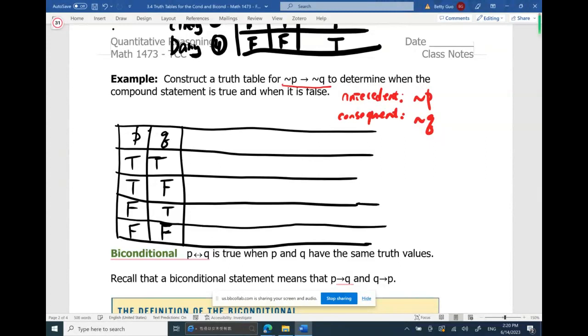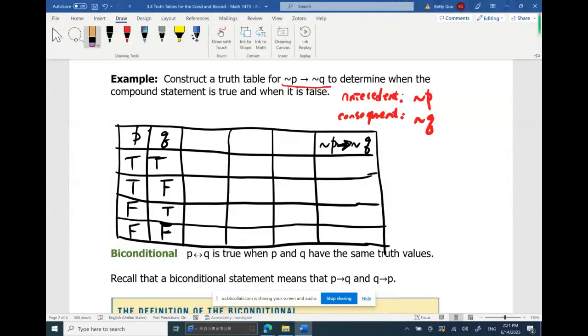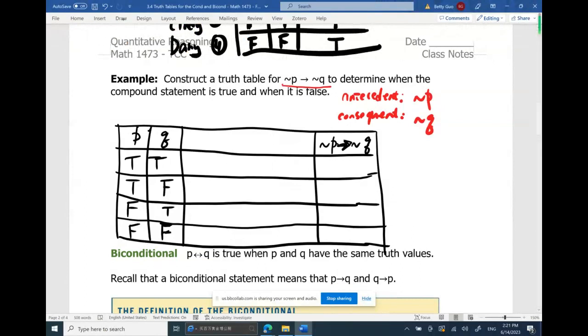Remember, once the structure of the table is set up, I always start from the last column. I would use the last column for the target statement. My target compound statement is not P implies not Q. It is conditional. We actually don't need many columns here. We only need 2 columns here.